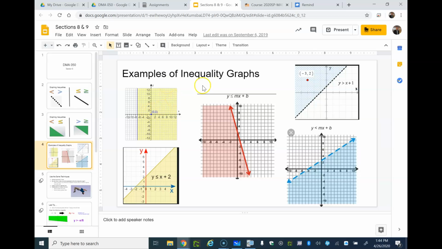So here are just a few examples of what My Math Plus is going to look like once you produce your answer. You graph the line, and shade whichever direction the inequality sign tells you in the problem.